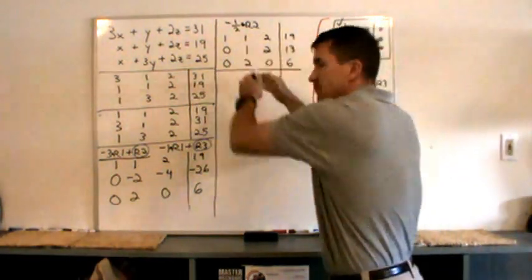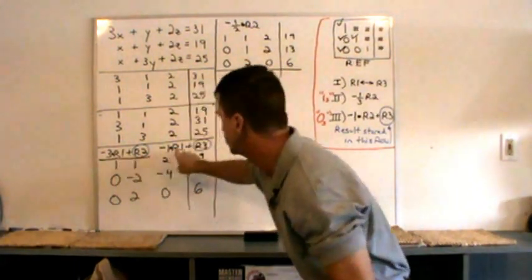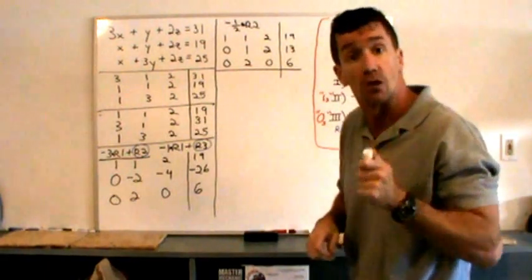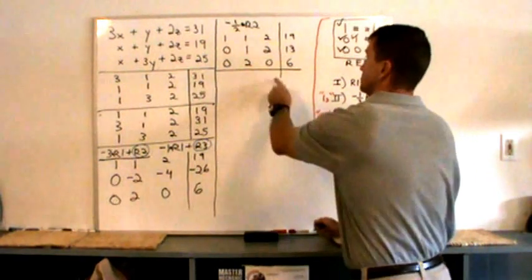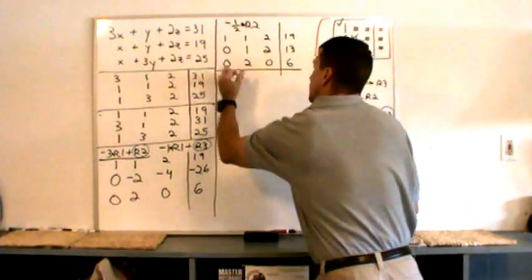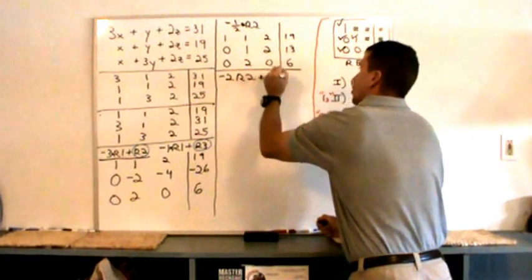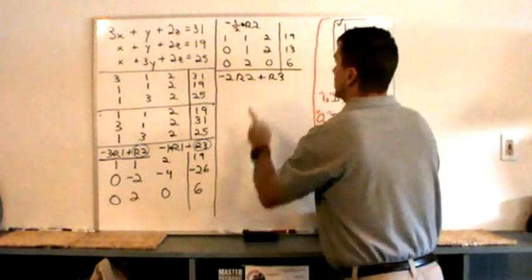Because it's in column 2, rather than using row 1 like I did before, see how I used row 1 right there? Because this is located in column 2, I'll use row 2. So, what's the opposite of a 2? A negative 2. So negative 2 times row 2, add row 3. That's what I'm going to do. And this result will get stored in row 3.